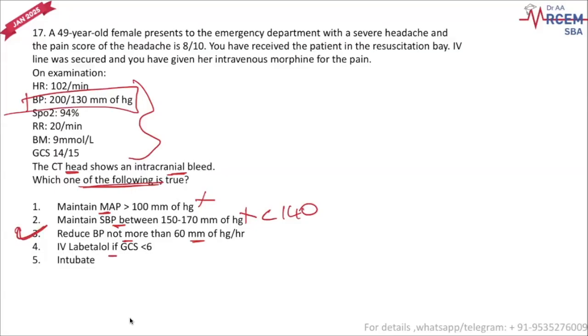Labetalol, if GCS is 6? No, it doesn't matter what the GCS is. You can give it at any GCS. Labetalol is the drug of choice in this condition. Intubate? GCS is 14, you need not intubate. You intubate when the GCS is less than 9. So the right answer here is option 3.